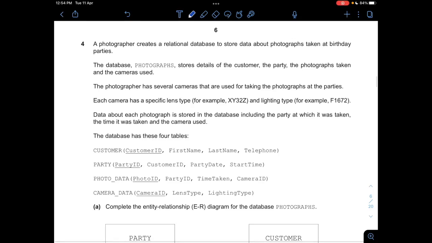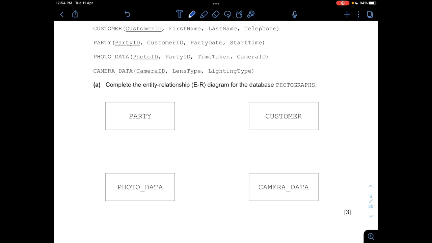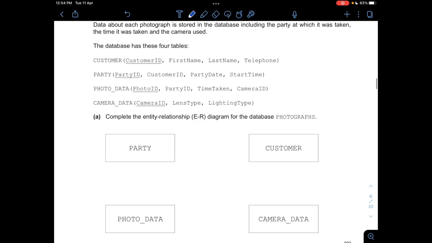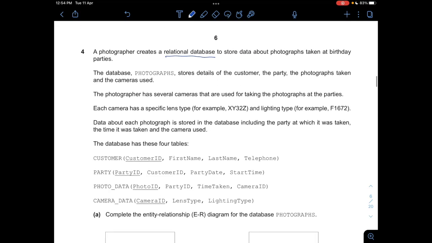A photographer creates a relational database to store data about photographs taken at birthday parties. The database photograph stores details of the customer, the party, the photographs taken, and the cameras used. The photographer has several cameras that are used, so that means that there are many cameras, and then each camera has a specific whatever this is, because honestly, if you look at the entity relation diagram, it doesn't really cover that much of lenses and all those, but it's more like photos, cameras and all those. So each camera has a specific lens type and lighting type. Data about each photograph is stored in the database, including the party which it was taken.